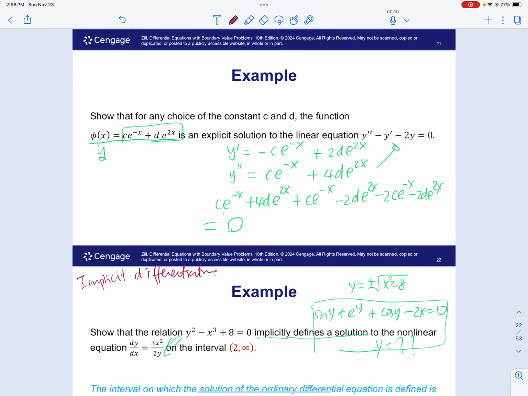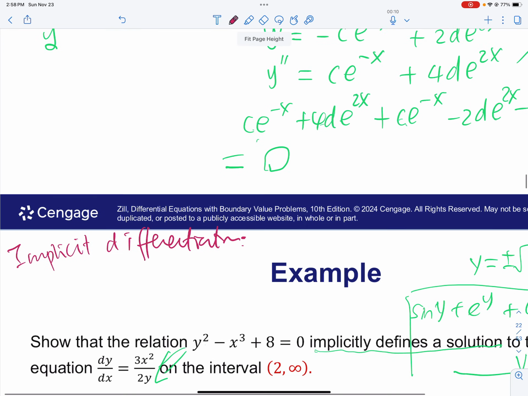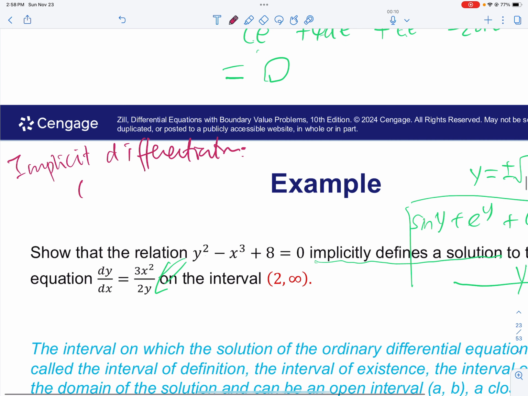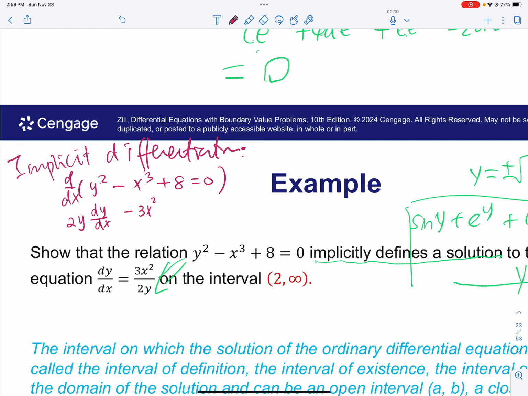Differentiation that we learned before, yeah? So this is implicit differentiation. How could we do implicit differentiation? We have y squared minus x cubed plus 8 equal to 0. We wanted the derivative with respect to x. y squared is 2y. Do not forget, this is y, so then we have dy over dx. And x cubed is what? 3x squared. Just do the derivative, yeah?